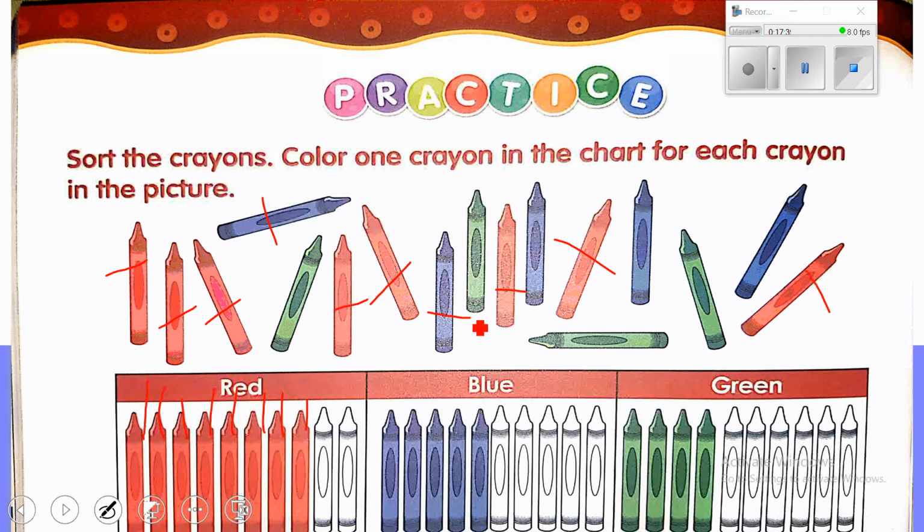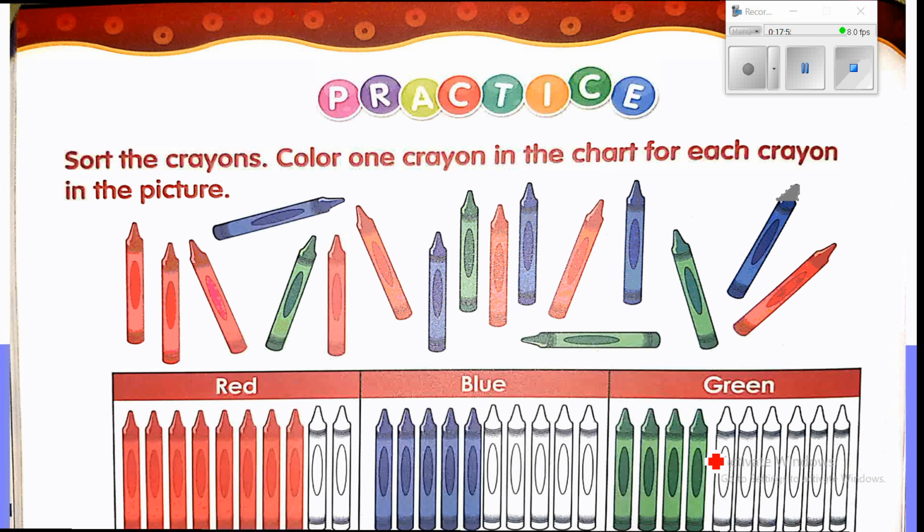What about the blue? 1, 2, 3, 4, 5. Let's check. 1, 2, 3, 4, 5. Amazing. What about the green? 1, 2, 3, 4. And here is 1, 2, 3, 4.